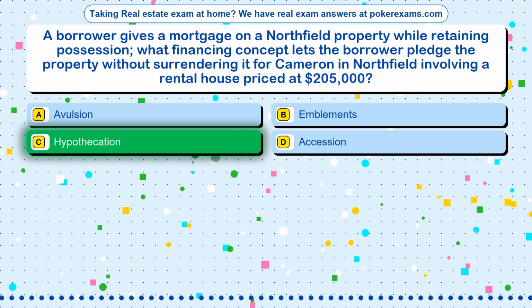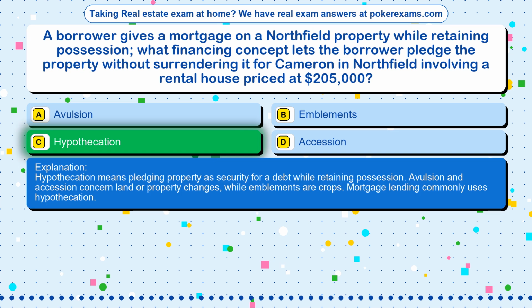The correct answer is option C. Hypothecation. Hypothecation means pledging property as security for a debt while retaining possession. Avulsion and accession concern land or property changes, while emblements are crops. Mortgage lending commonly uses hypothecation.